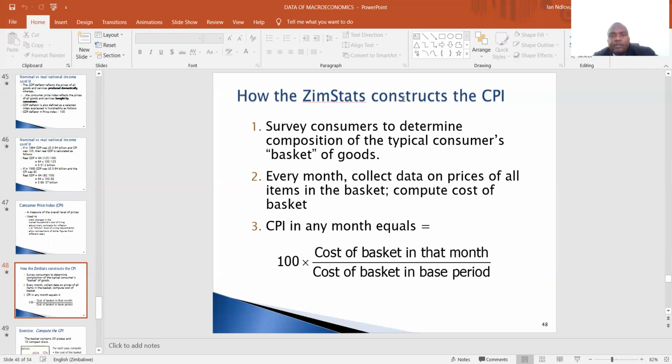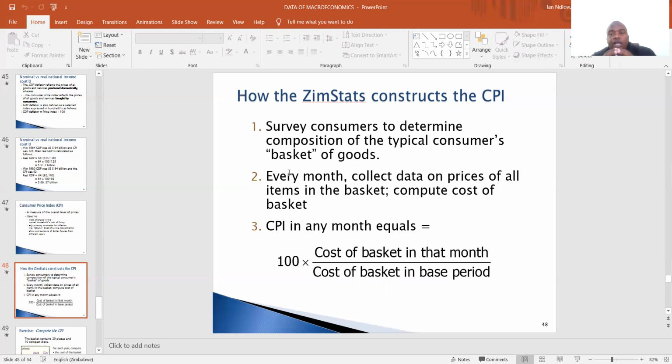How Zimstats in Zimbabwe constructs the CPI. This is a simplified exposition or model of how CPI is actually compiled or constructed. A survey of consumers is done to determine the composition of a typical consumer or household's basket of goods, what is called the consumption basket of a household. And the household is taken to be a family unit with 6 members. We know sometimes there may be 20 members, sometimes there may be 15 members, sometimes there may be 2 members or just 1 member.